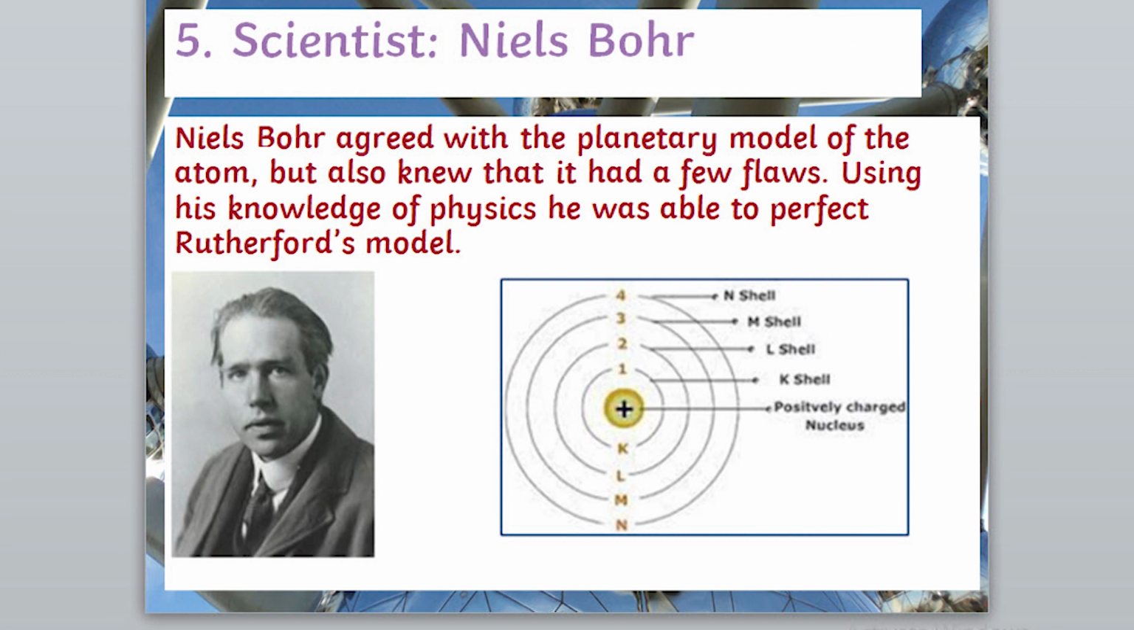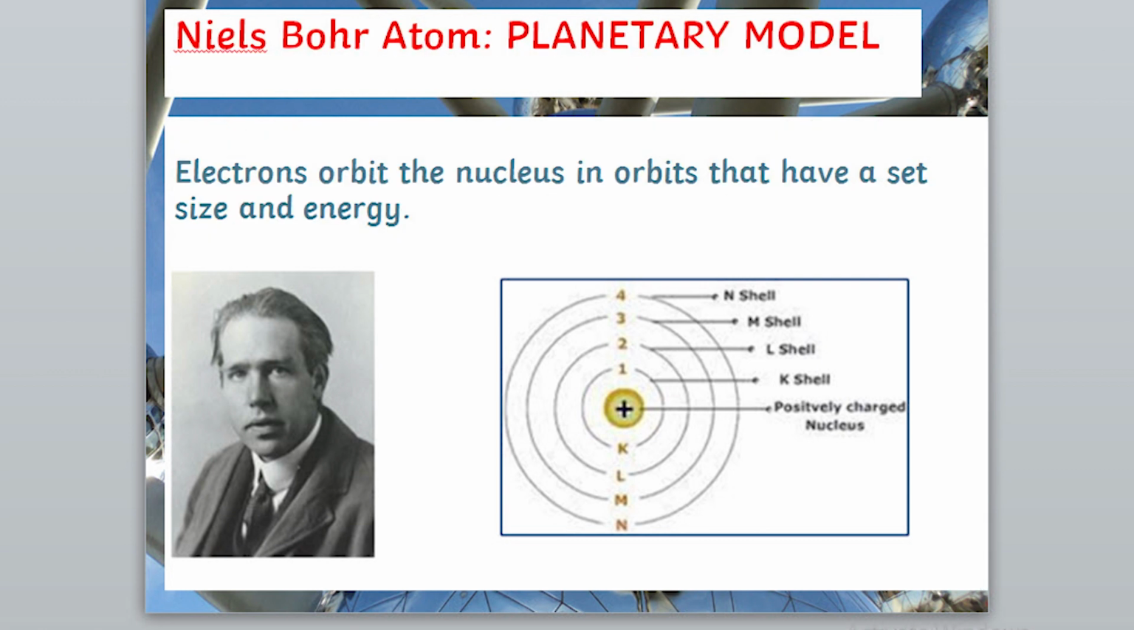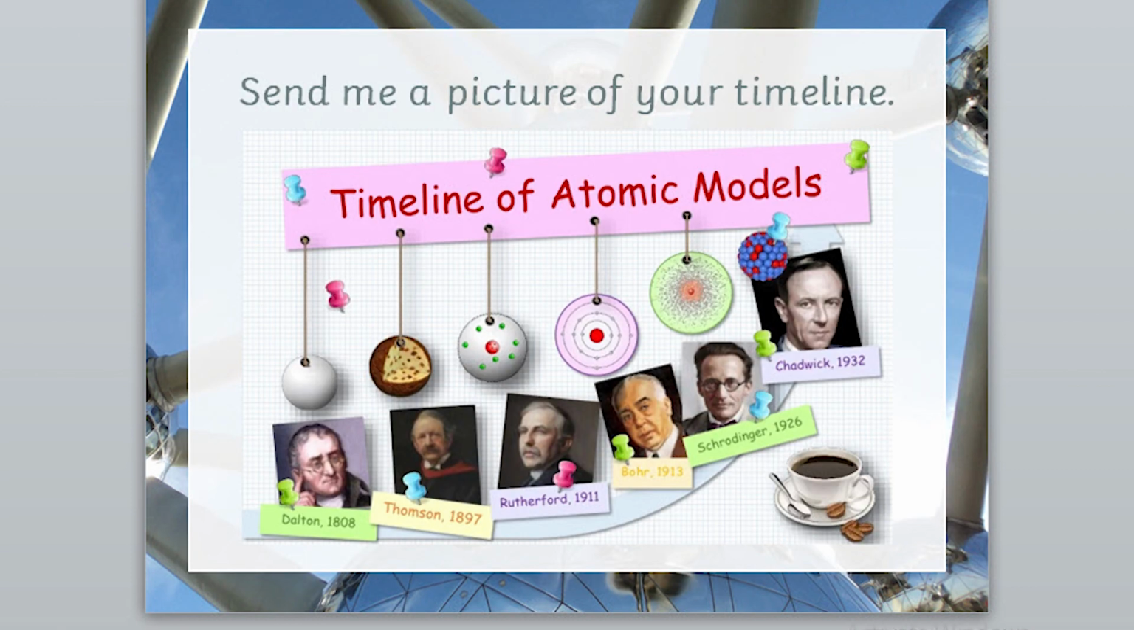In 1913, Niels Bohr agreed with the planetary model of the atom, but also knew that it had a few flaws. Using his knowledge of physics, he was able to perfect Rutherford's model. According to Bohr, electrons orbit the nucleus in orbits that have a set size and energy. This was a summary of the history of the atom. I'm waiting for your own timeline where you can draw the models of these atoms or provide pictures of scientists who discovered these models in chronological order.